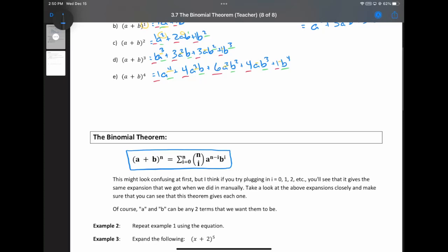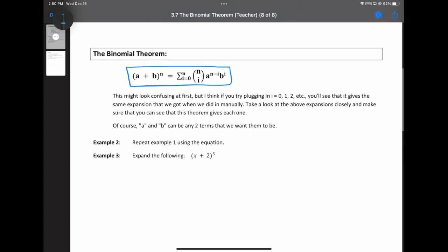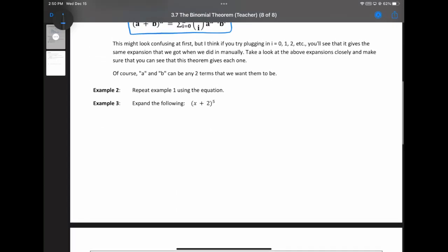Okay, so example 2 is repeat example 1 using the equation. We actually did the last one that way, so I think we're good to go there. Let's use that to expand x plus 2 to the exponent 5. So here's what I'm going to do. First thing I need is Pascal's triangle. Now, if this was a plus b to the exponent 17, and I didn't want to make 17 rows of Pascal's triangle, I would just do 17 choose 0, and then 17 choose 1, and 17 choose 2, and 17 choose 3 as my coefficients.